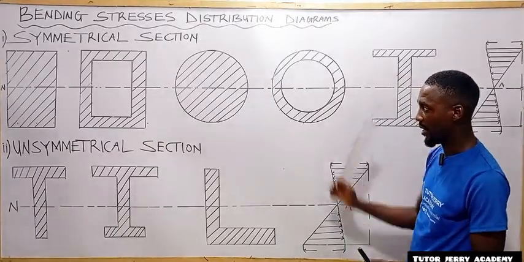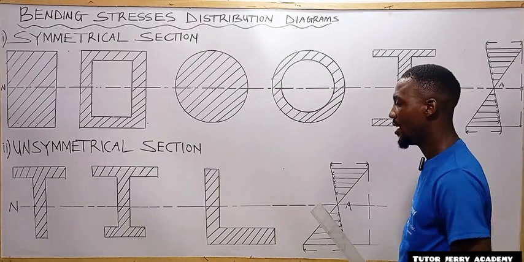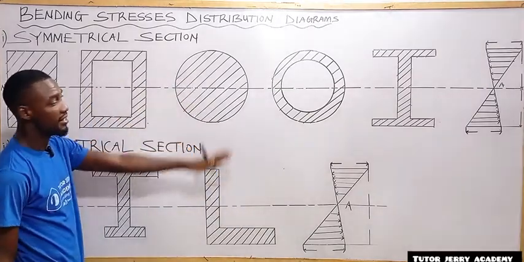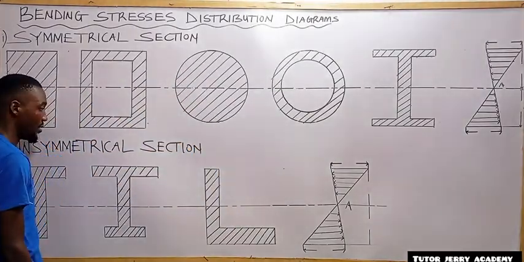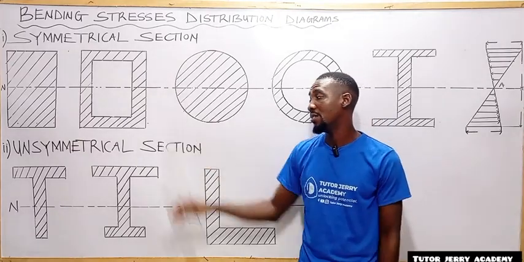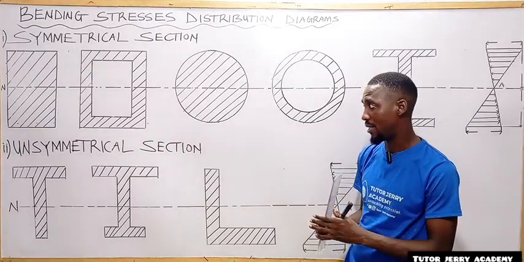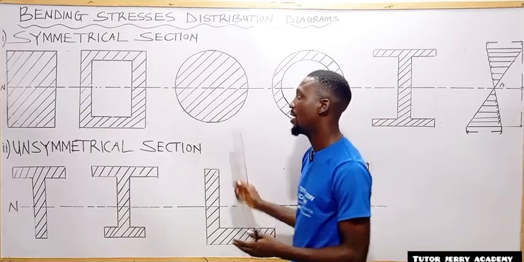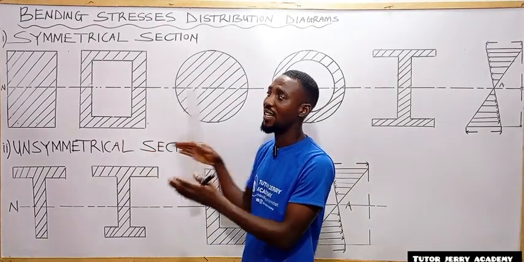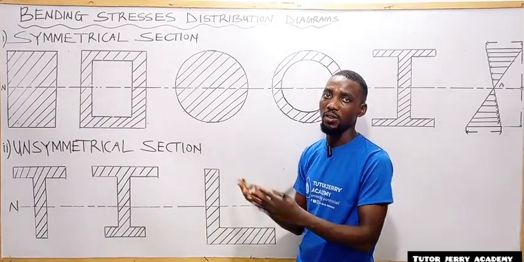distribution diagrams, and as you can see, all the diagrams that we have here are the diagram for a symmetrical section, while the other ones here are for an unsymmetrical section. A symmetrical section is a section which can be divided into two equal parts from the neutral axis, either you are sectioning it in the x direction or in the y direction. They will always be the same.